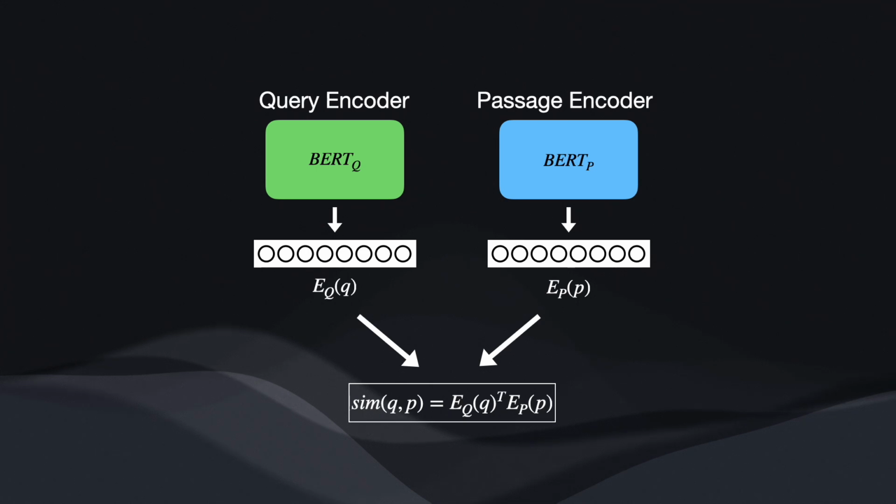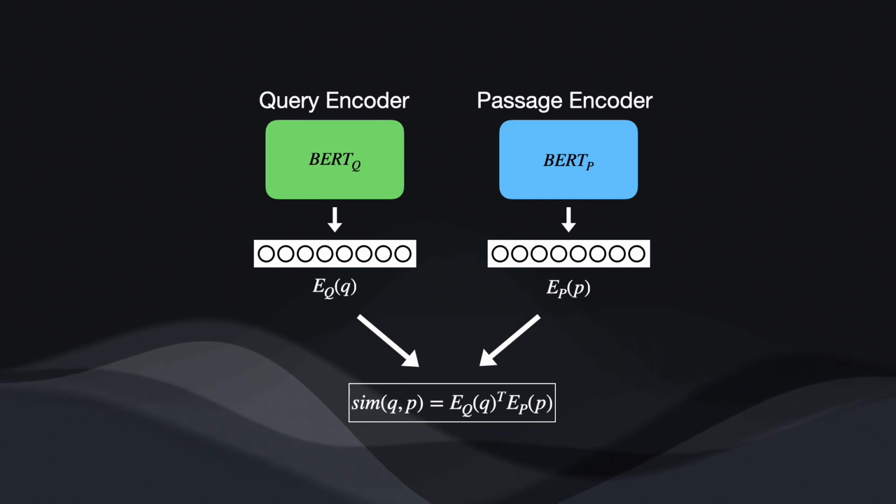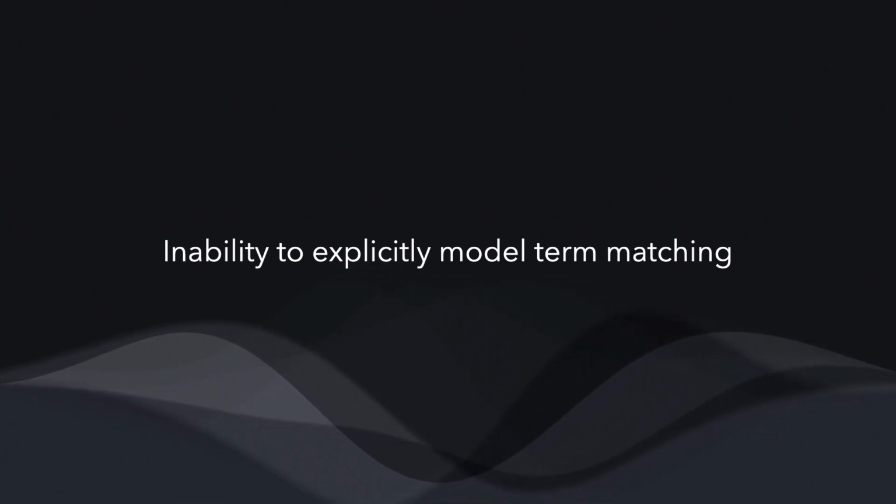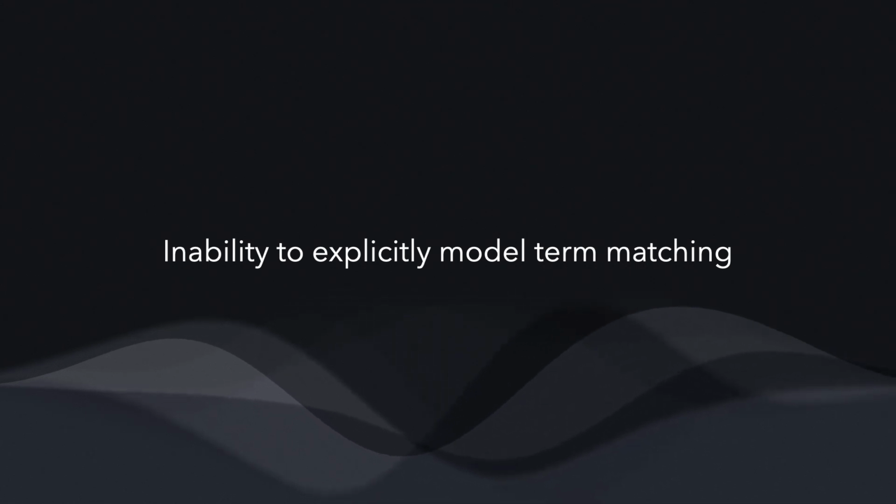So people have tried to replace these bag of words methods with learned neural rankers. Learning dense representation of text using approximate nearest neighbor search has shown really good results on several benchmarks. But since it can't explicitly match terms, it doesn't perform well in some cases, especially in zero-shot situations.